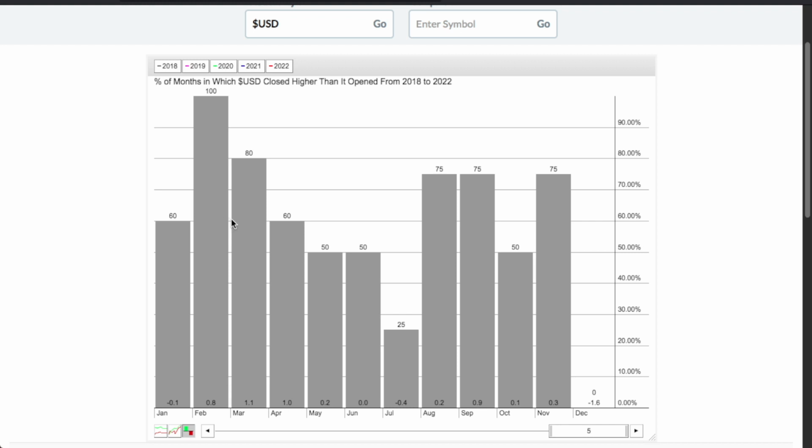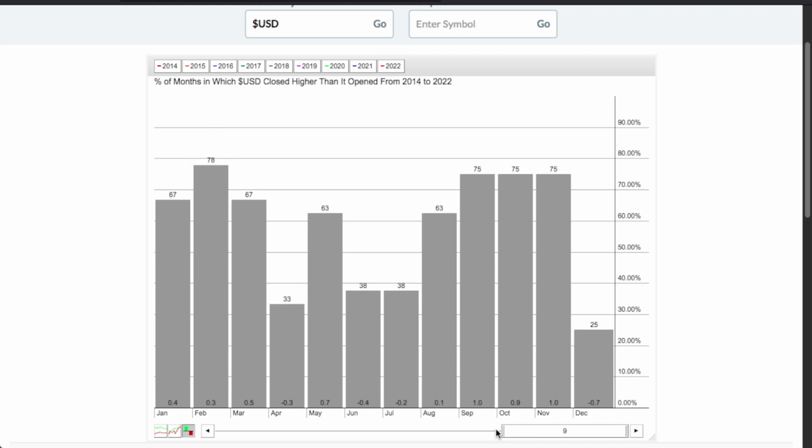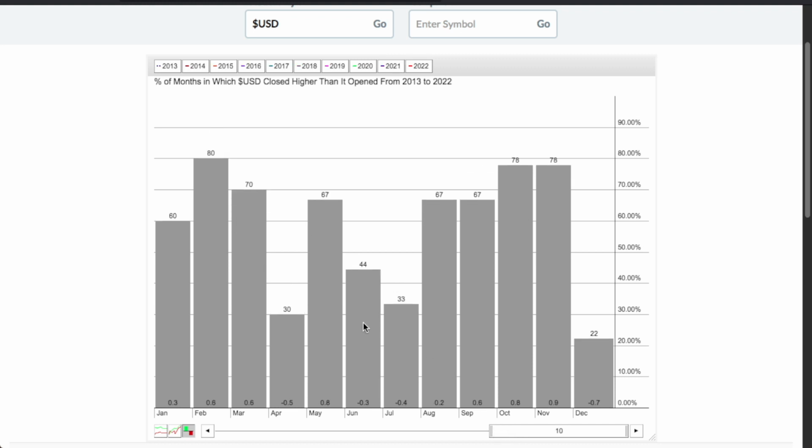As you can see, February, March are pretty strong. April is a little stronger. And then May and June are kind of flat. There's no edge there. But July is the weakest within 5 years. We go to 10 years, Gann's favorite number. You can see that April is actually very weak.